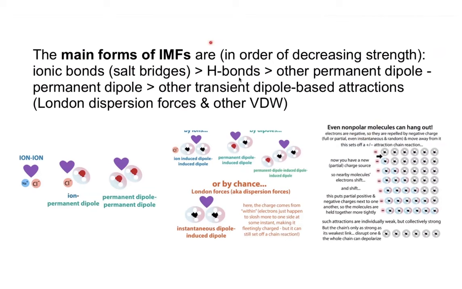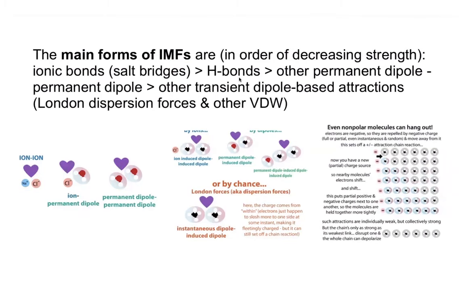So remember, when we're talking about intermolecular forces, in order of decreasing strength, we have ionic bonds, salt bridges, hydrogen bonds, other permanent dipole-dipole, and other transient dipole-based attractions. All of these are contributing, and all of these are relatively weak. Remember, too, that for a salt bridge, for an ionic bond, you have to have two full charges. So you can have an ion-induced dipole, and you can have an ion-dipole, but those are not salt bridges. For a salt bridge, you have to have a cation and an anion. You need to have full charges.